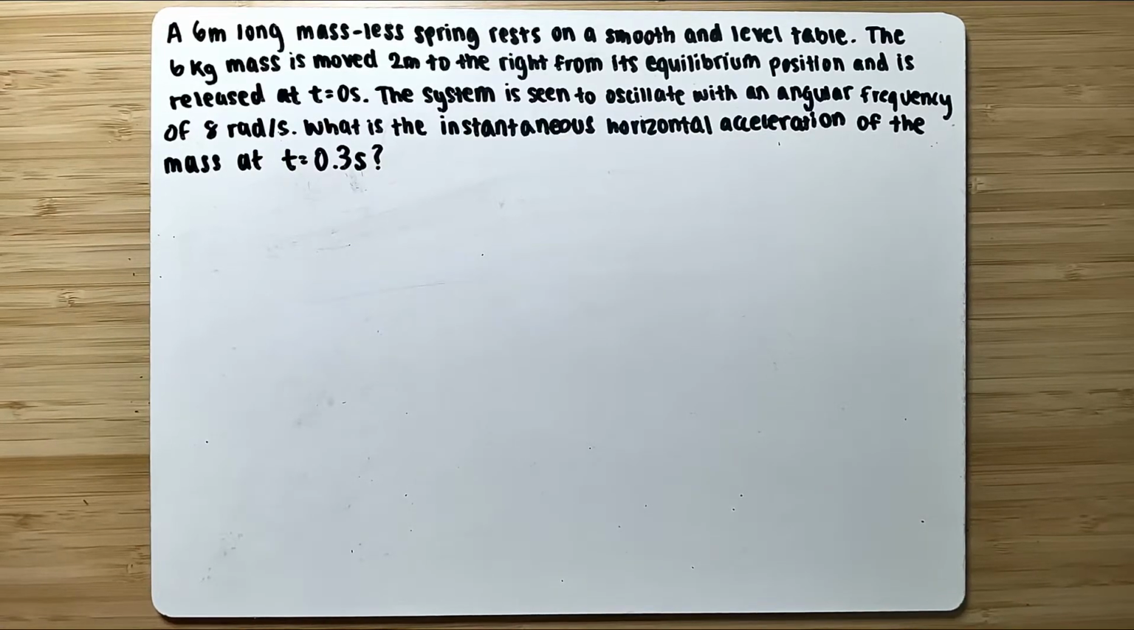A 6-meter-long massless spring rests on a smooth and level table. The 6-kilogram mass is moved 2 meters to the right from its equilibrium position and is released at t = 0 seconds. The system is seen to oscillate with an angular frequency of 8 radians per second. What is the instantaneous horizontal acceleration of the mass at t = 0.3 seconds?